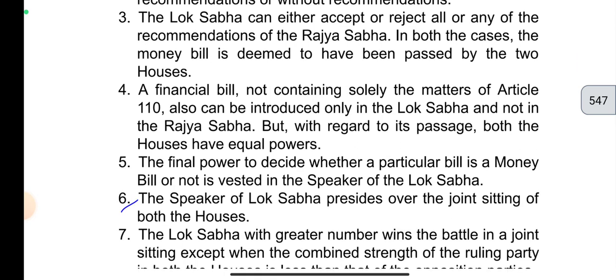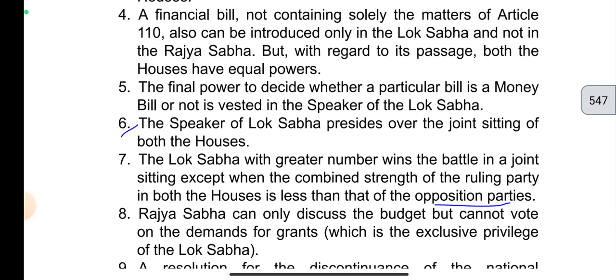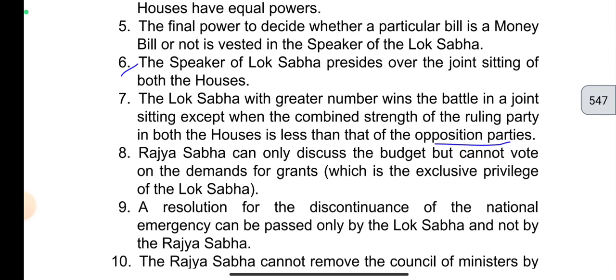The Lok Sabha can either accept or reject all or any of the recommendations of the Rajya Sabha. In both the cases, the money bill is deemed to have been passed by the two houses. A financial bill not containing solely the matters of Article 110 also can be introduced only in the Lok Sabha and not in the Rajya Sabha, but with regard to this passage, both the houses have equal powers.